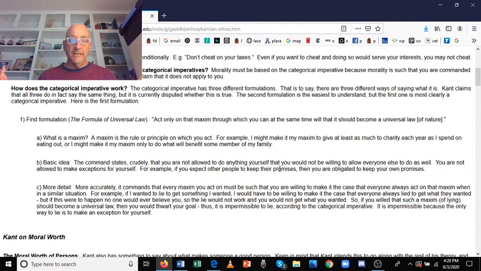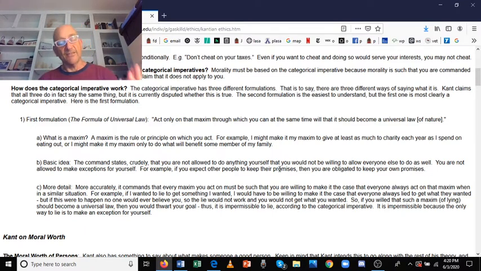So what does this mean? Translating 18th century German to 2020. What's a maxim? A maxim is the rule, reason, intention for why you're acting, right? His example is, I might make it my maxim to give as much to charity each year as I spend on eating. Maybe I decide that's an important thing. Haven't tested it yet. That's just like a basic trial balloon. I'm going to see if it's going to work.